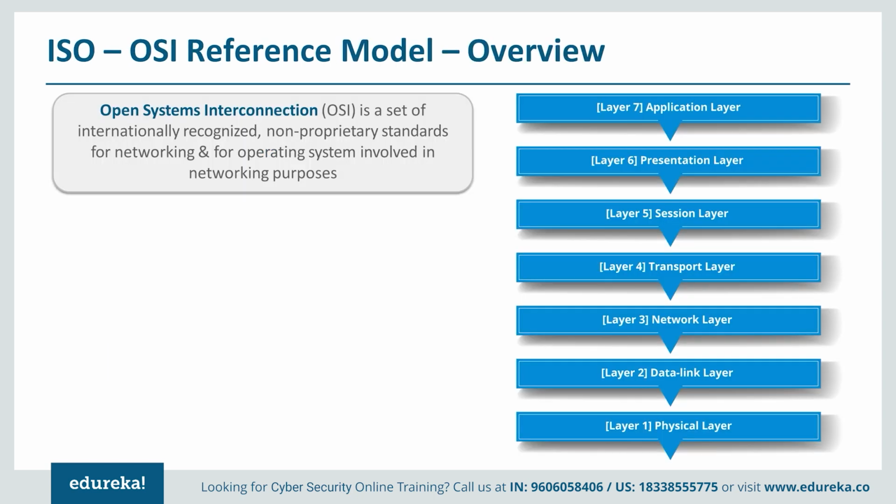This is the OSI reference model. As we start from the ground up, the physical layer is actually where the physical devices work. You can have the hub or the networking cables connected to a device. Anything physical that you work on is called the physical layer.